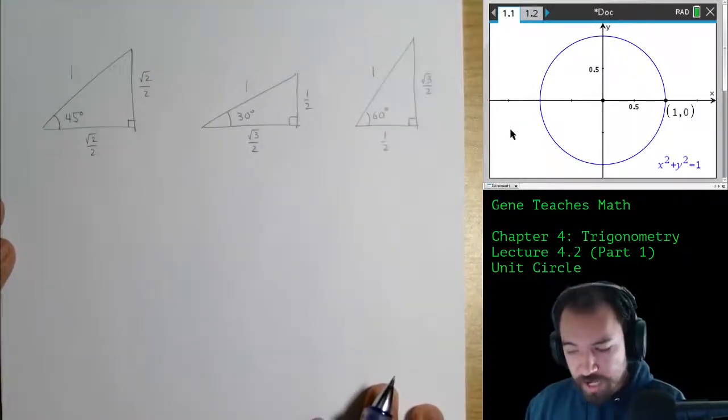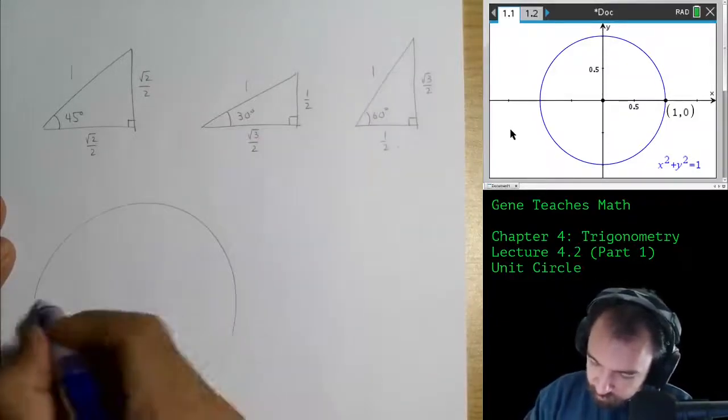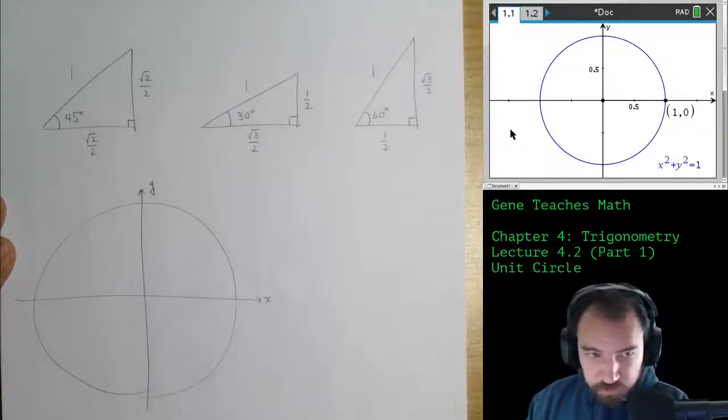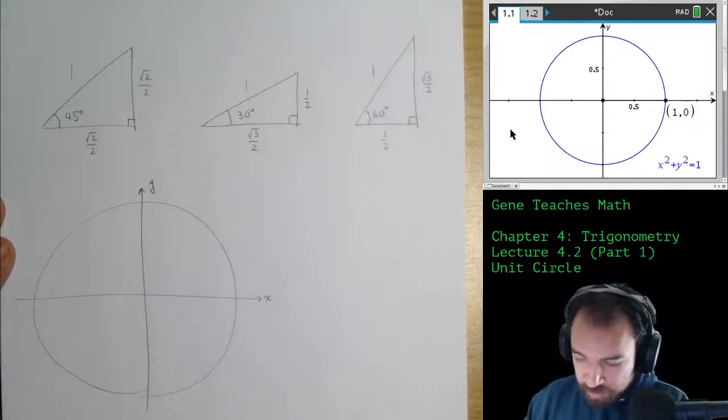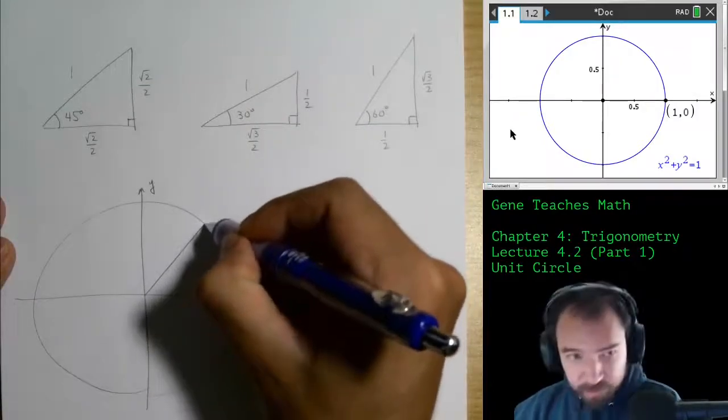Okay. So now we would like to take the unit circle, and taking careful note that the radius is 1, I can take this triangle and squeeze it right into here.